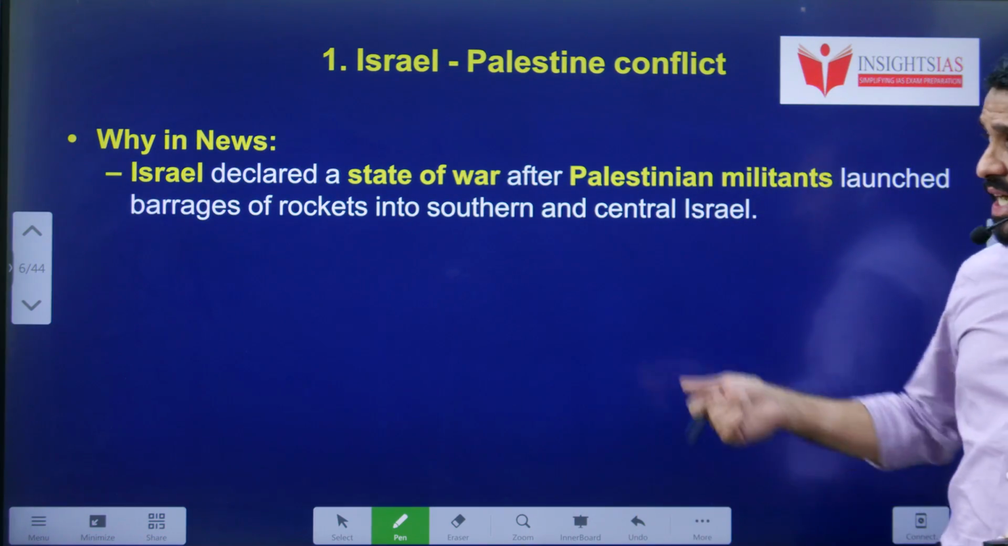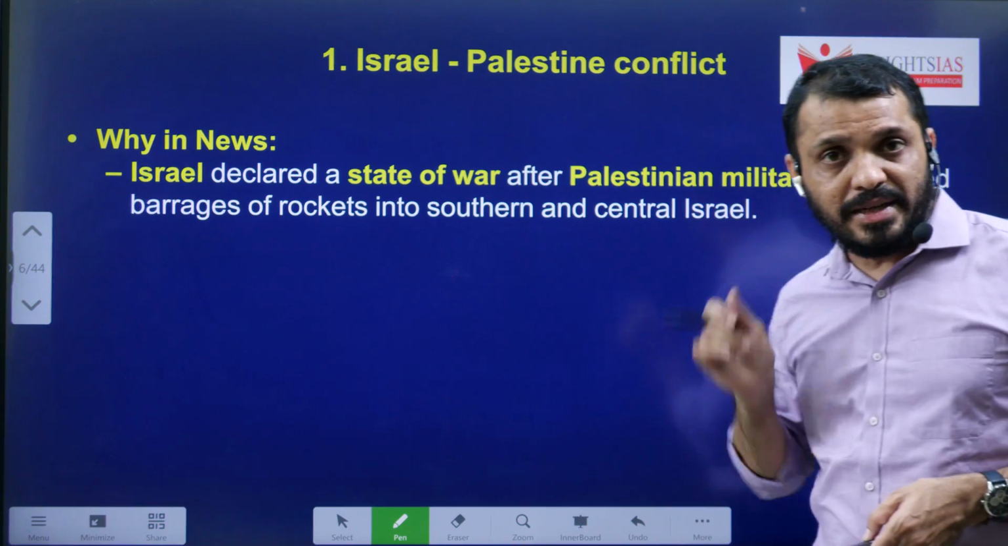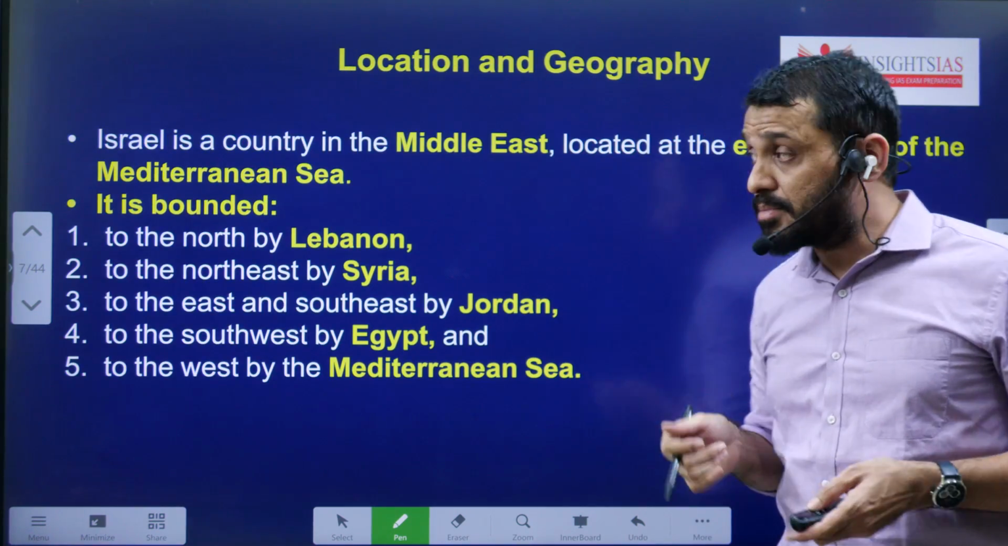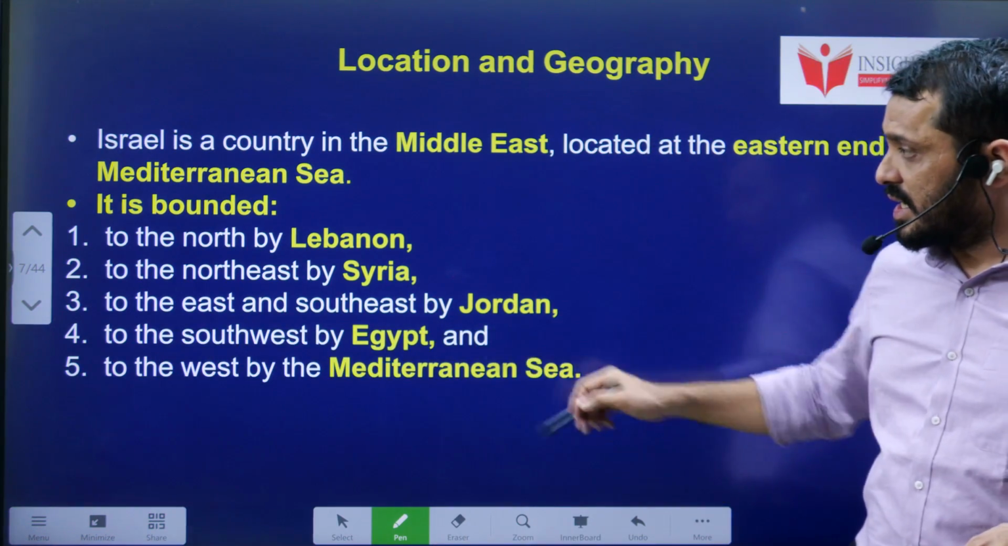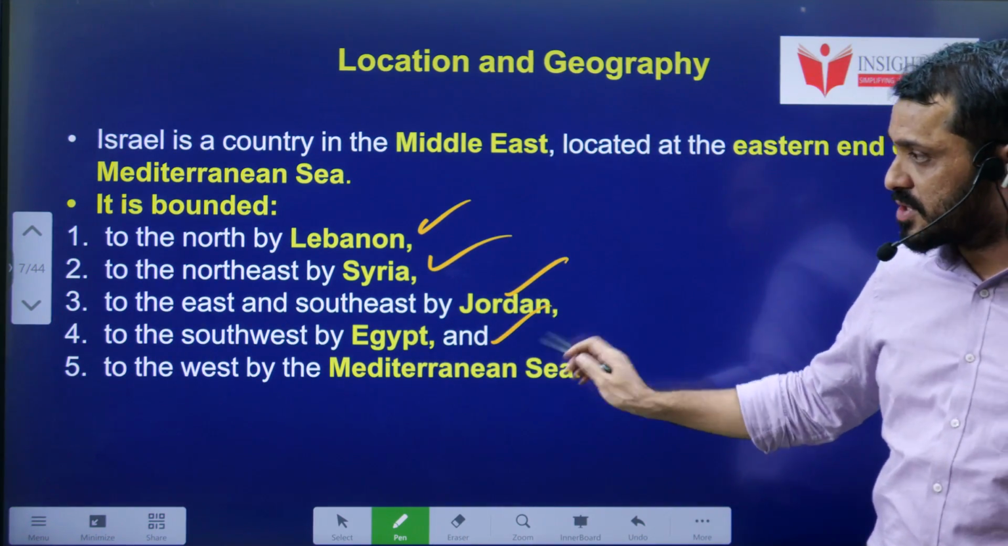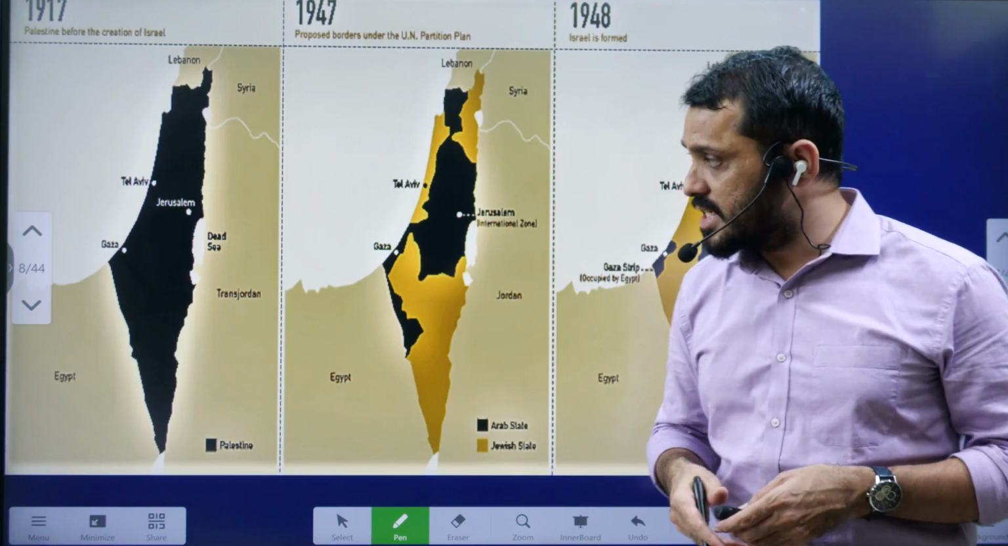Why is it in news? Israel declared a state of war after Palestinian militants, which militant? Hamas people, attacked. And the bordering countries are Lebanon, Syria, Jordan, Egypt, and they have borders to the Mediterranean Sea.